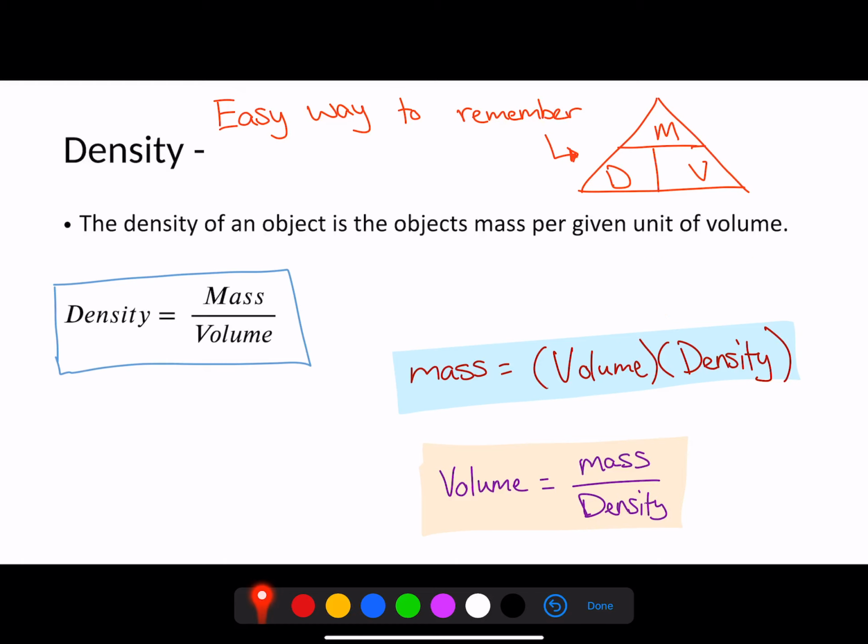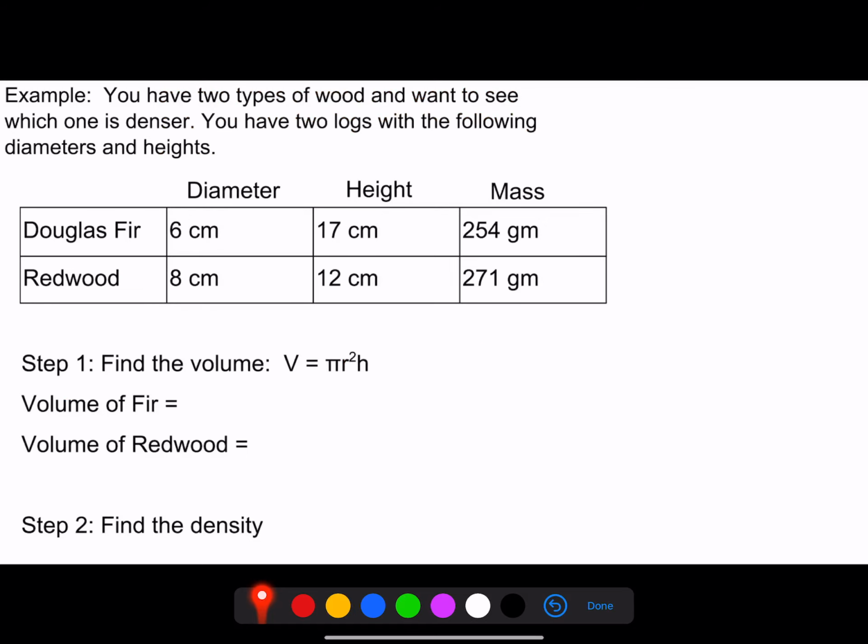An easy way to remember this is just this triangle here. It says DMV. I like to think of it as, and this is an easy way to remember, mountain point is over desert vista. If you remember that, you're good to go. Alright, so let's go ahead and try some of these out.